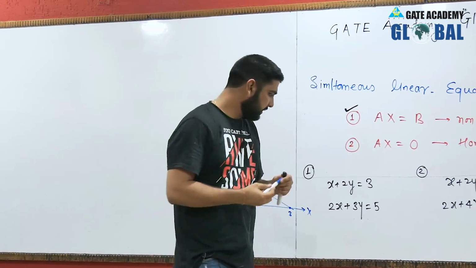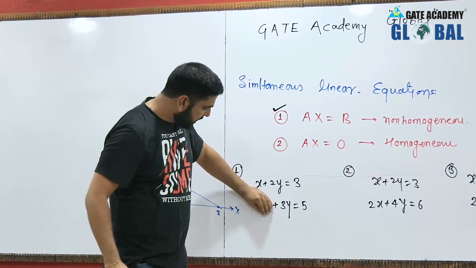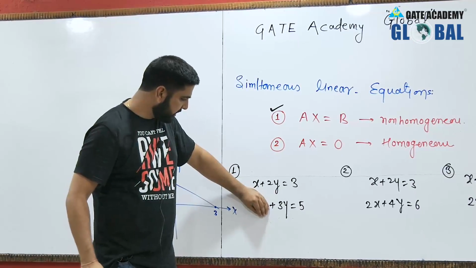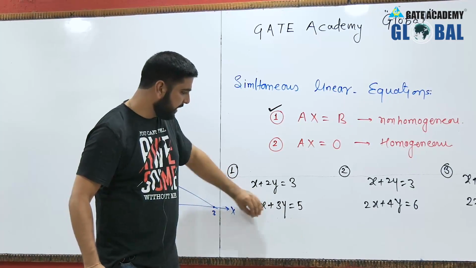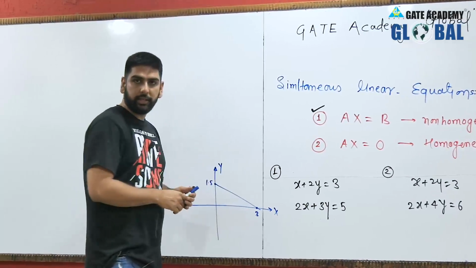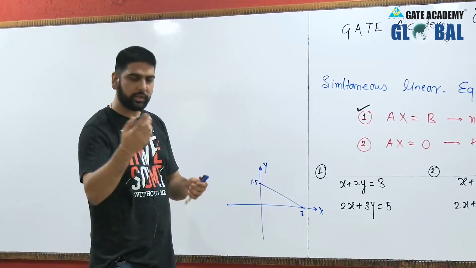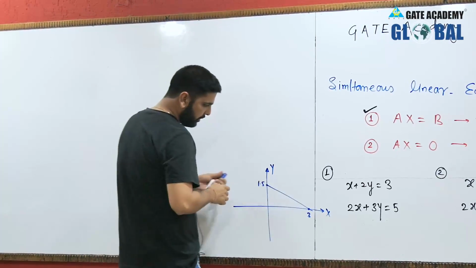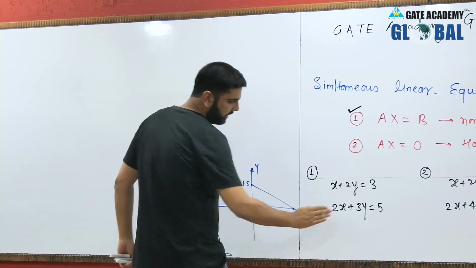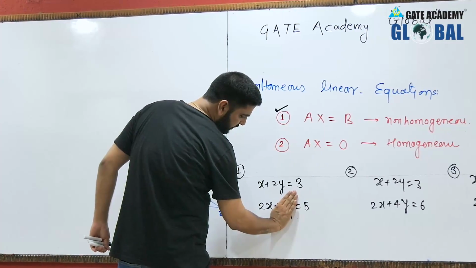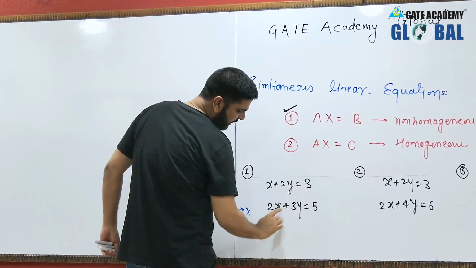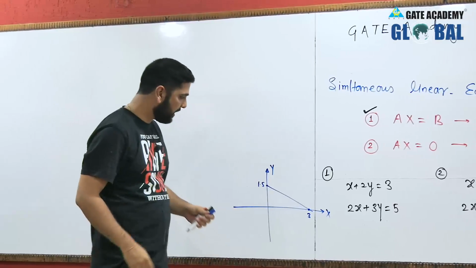Now the other line, 2x plus 3y is equal to 5. At the y axis, x is equal to 0, so y is equal to 5 by 3, that means 1 point something. And if y is equal to 0, then x is equal to 5 by 2, that means 2.5.